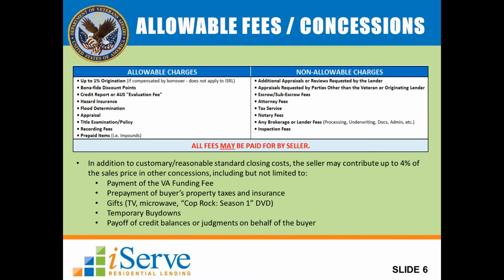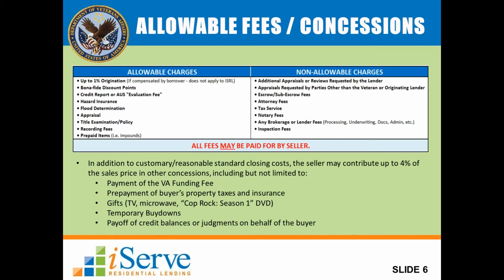Allowable fees and concessions. So again, there are certain fees that the borrower may pay for, and certain fees that the VA absolutely says is a big no-no. The vet cannot pay for them. As far as what they can pay for, this chart over here, they can pay up to 1% origination.